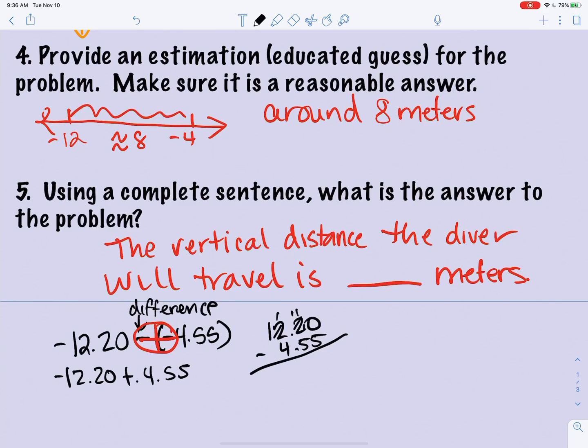So 10 minus 5 is 5. 11 minus 5 is 6. 11 minus 4 is 7. So the answer then will be, because it's negative 12.20, negative 7.65. So she will travel negative 7.65 meters. There is the answer to that problem.